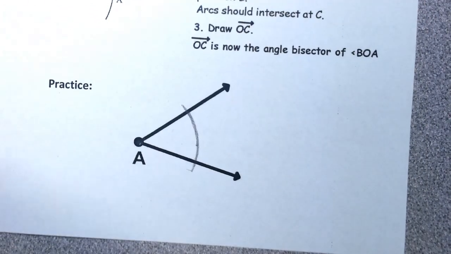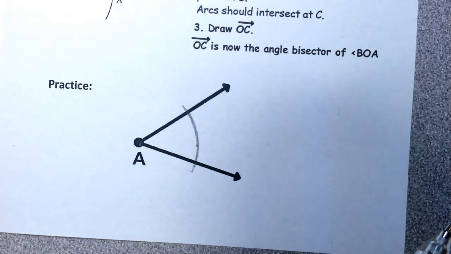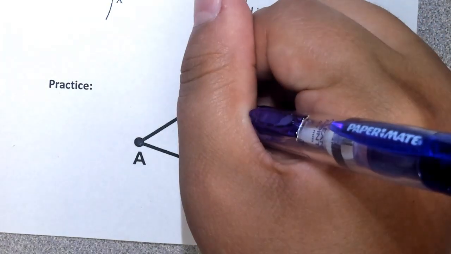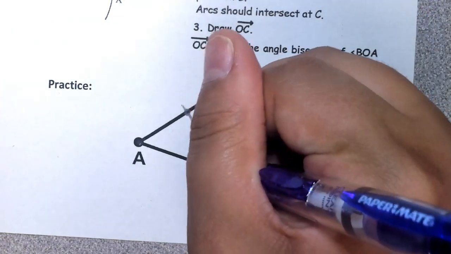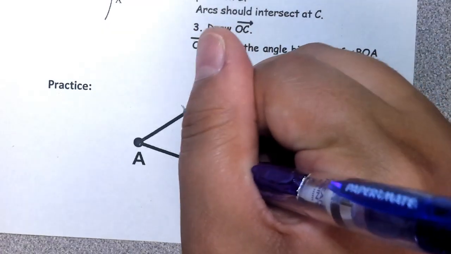Everybody's angle should look like this. Please draw points where they intersect.